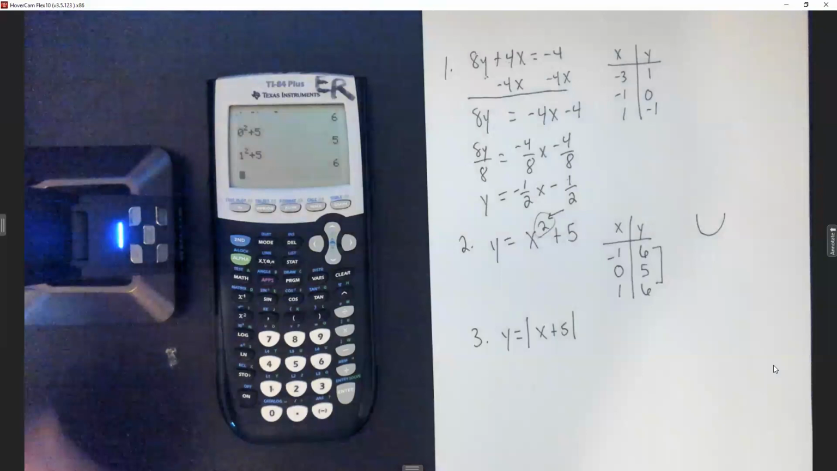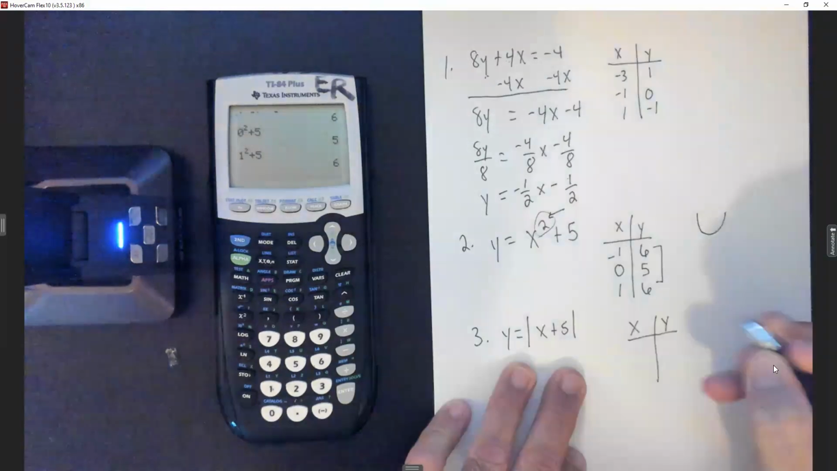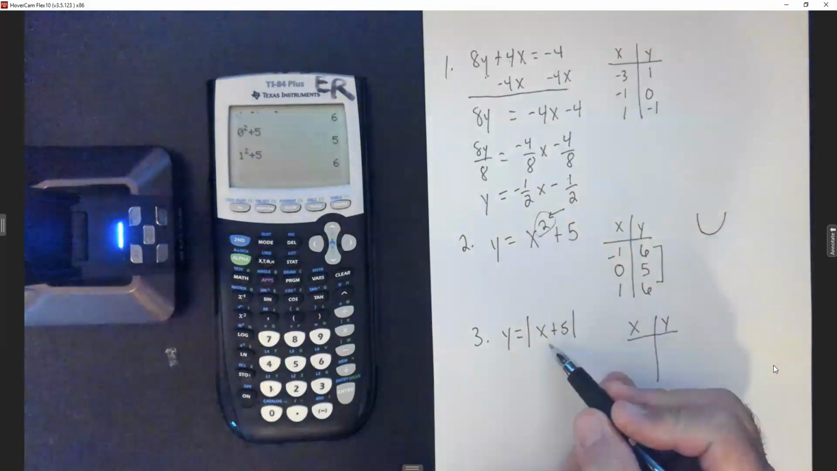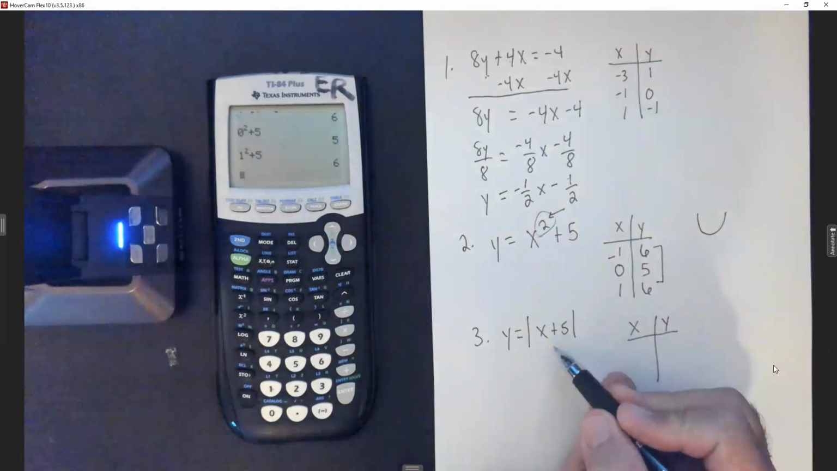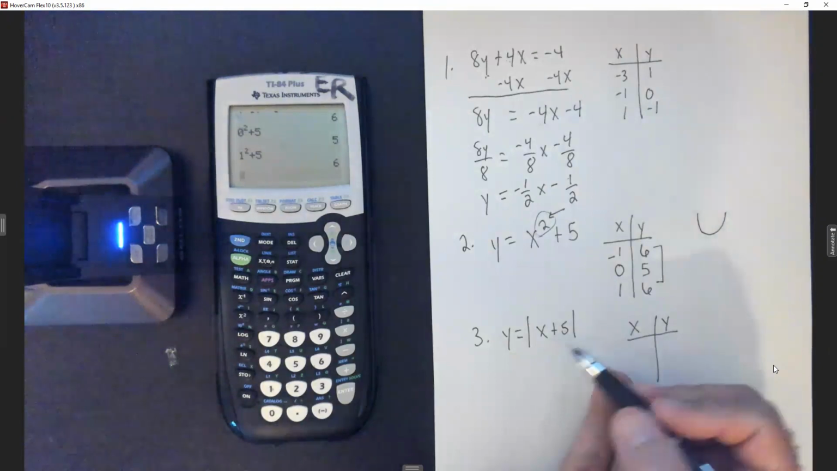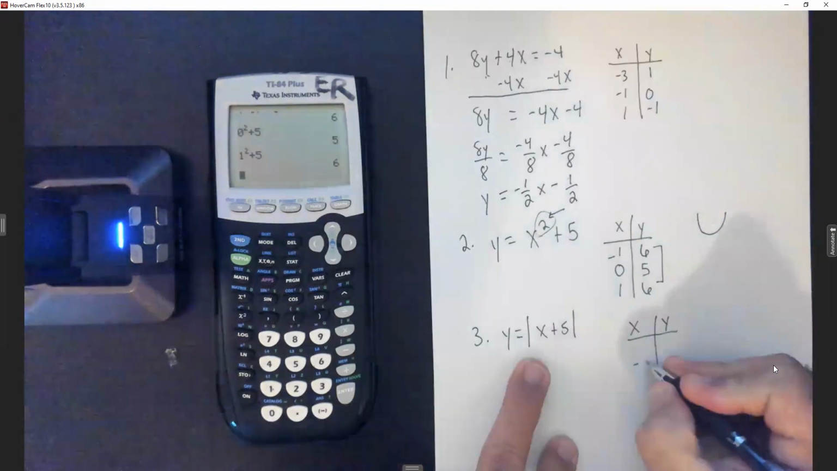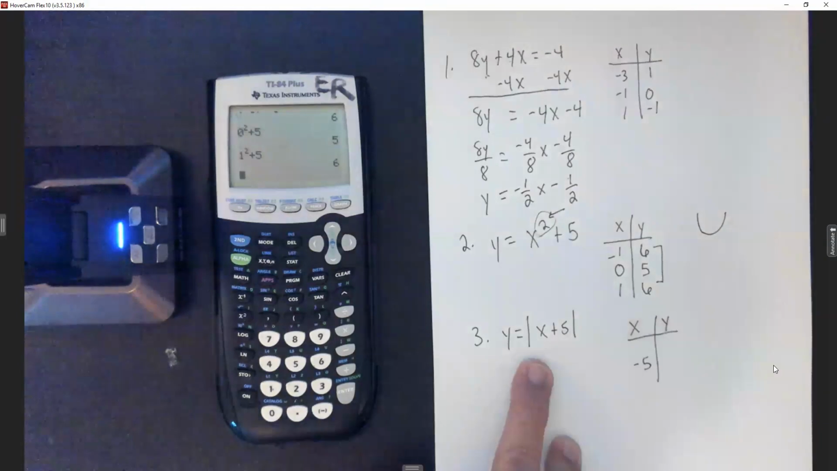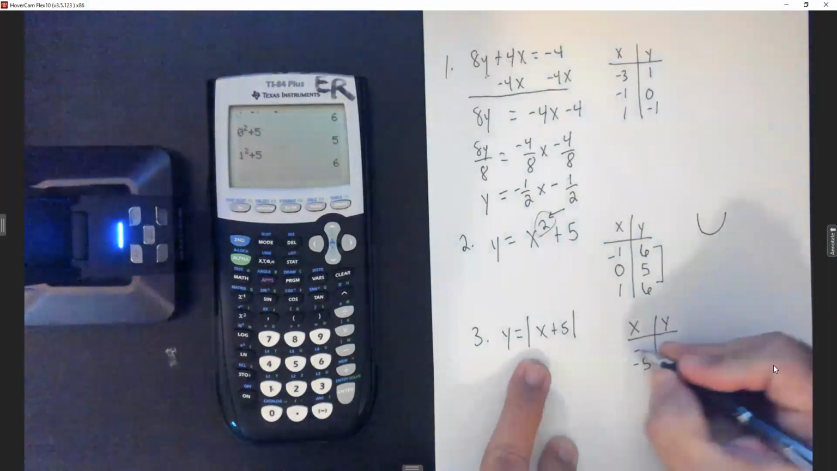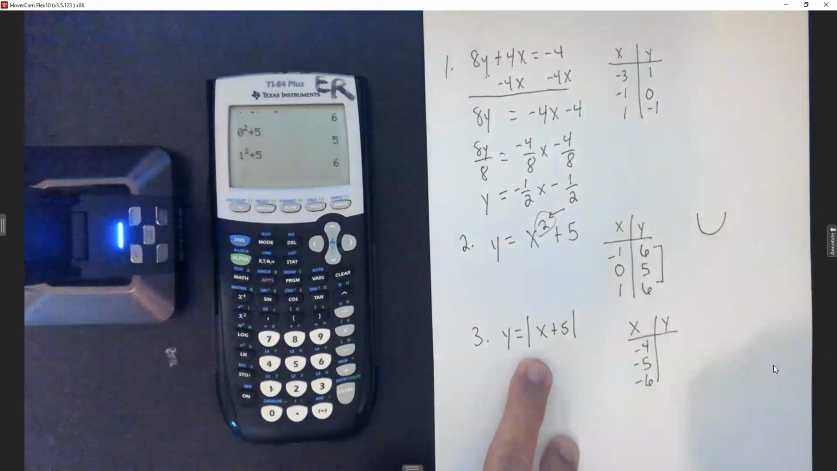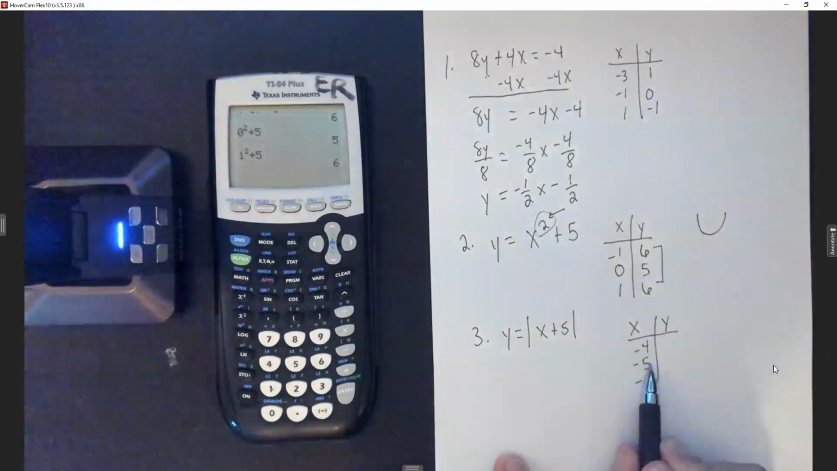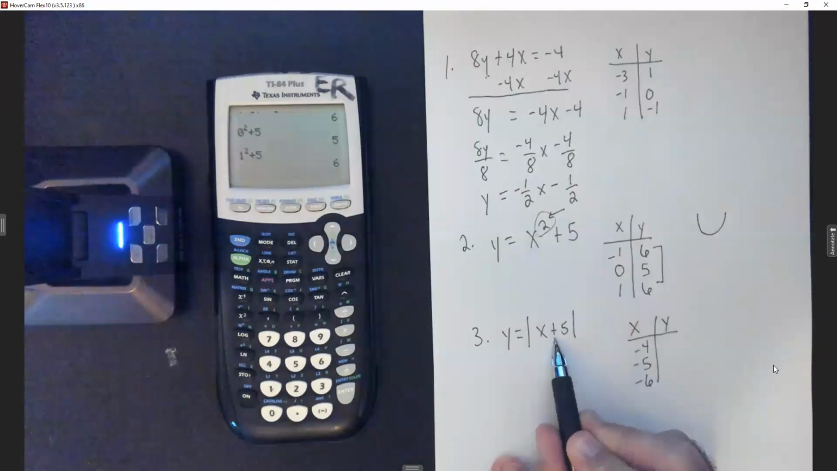If you do this one by hand, the middle number needs to be whatever makes inside those absolute values equal 0. So the way to make that inside there equal 0, that would be a -5. And then I would probably just pick a -4 and a -6. So your middle number needs to be what makes that equal 0, okay?